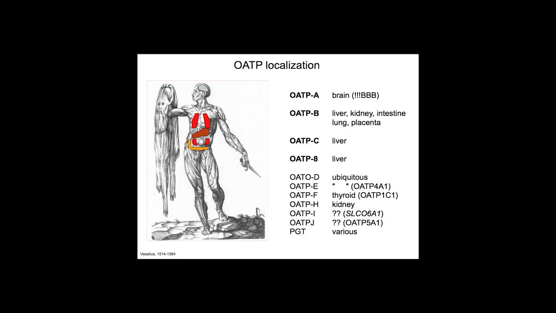All these other organic anion transporter proteins, I've given you some various locations for them. It's interesting to note that OATP1 has only been identified as a gene, and the protein product of that gene hasn't been observed anywhere.